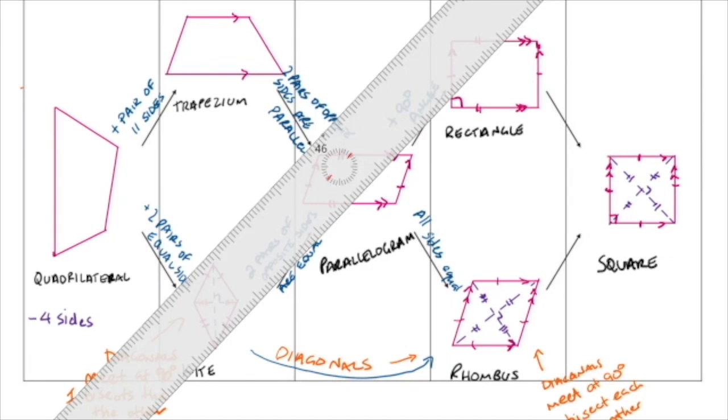Okay. So our diagonals meet at 90 degrees. They bisect each other. And they are all the same length. Or they are all equal. Probably would have been easy to write.